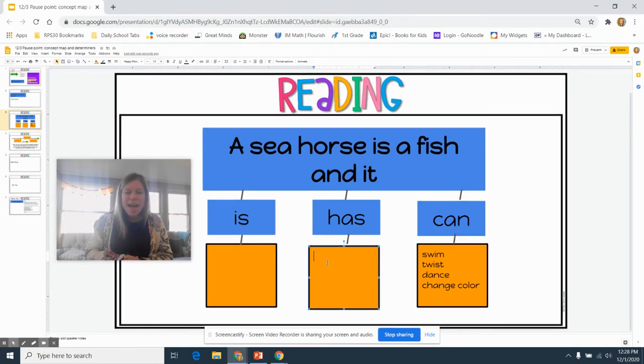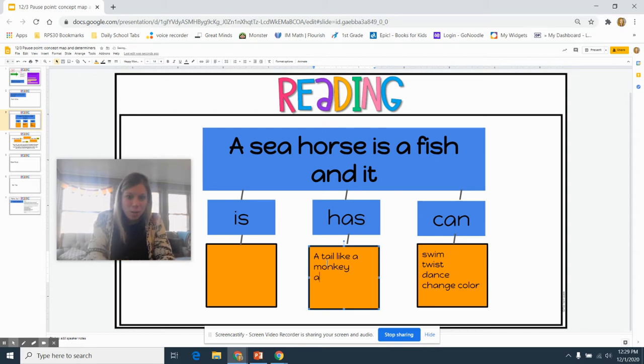What does a seahorse have on its body? Tell your learning partner, a seahorse is a fish and it has, what does it have on its body? I wish I could hear your ideas. Let's put down a few together. A seahorse has a tail like what? A tail like a monkey. Oh, I like that one. Okay, what else does it have?